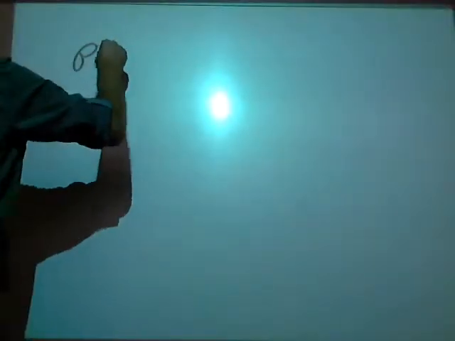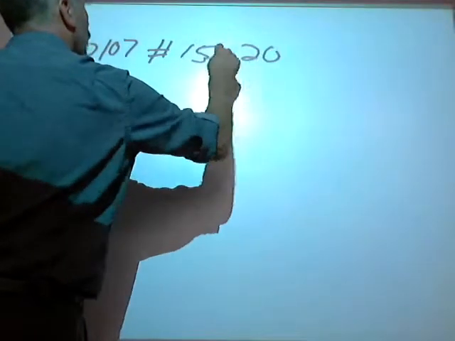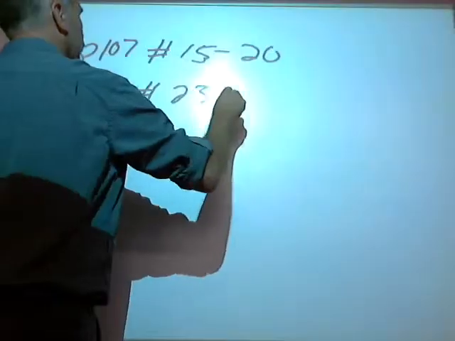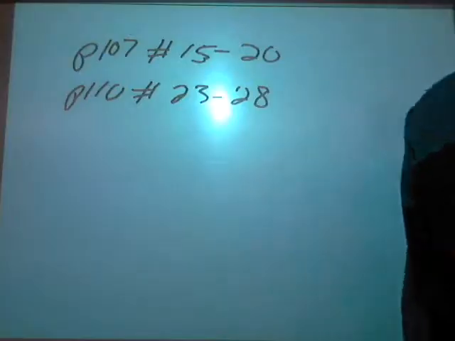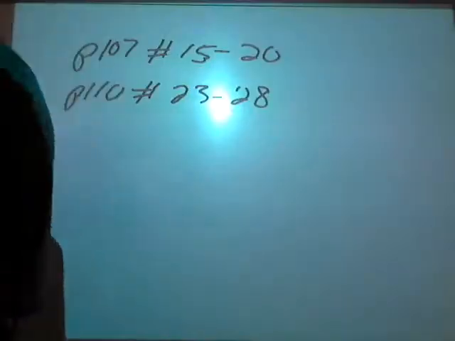Page 107, numbers 15 to 20. And page 110, numbers 23 to 28. Okay? Get working on those. You probably will have no homework. You have about 10 minutes. It won't take you much more than 10 minutes to do that. That's how easy the stuff is.